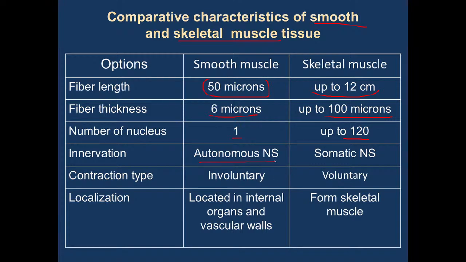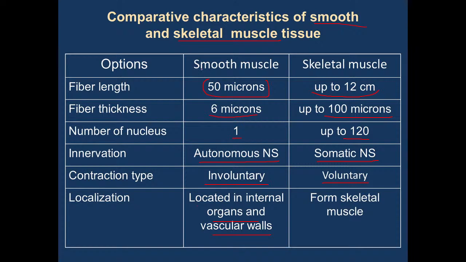Innervation is different. The smooth muscle tissue is controlled by the autonomic nervous system, but skeletal muscle tissue is controlled by the somatic nervous system. That is the difference. The somatic system is younger than the autonomic nervous system. Contraction for smooth muscle is involuntary, but we can control skeletal muscles with our brain. And location. It is located mostly in all organs and vascular walls.